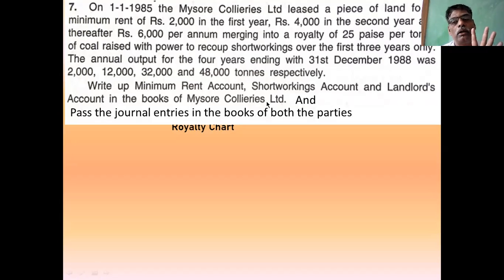I prepare all the 4 accounts for your knowledge. I have also taken the journal entries in the books of both the parties. In this problem, I tell you each and every point related with the minimum rent method. Only one problem. In this problem, I prepare the ledger accounts in the books of lessee and journal entries in the books of lessee and lessor. Clear?